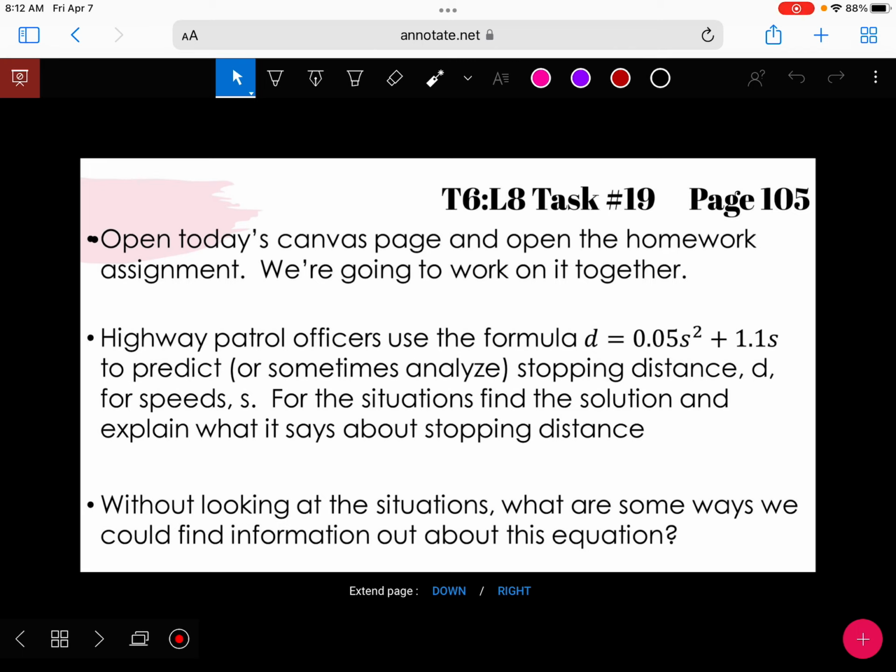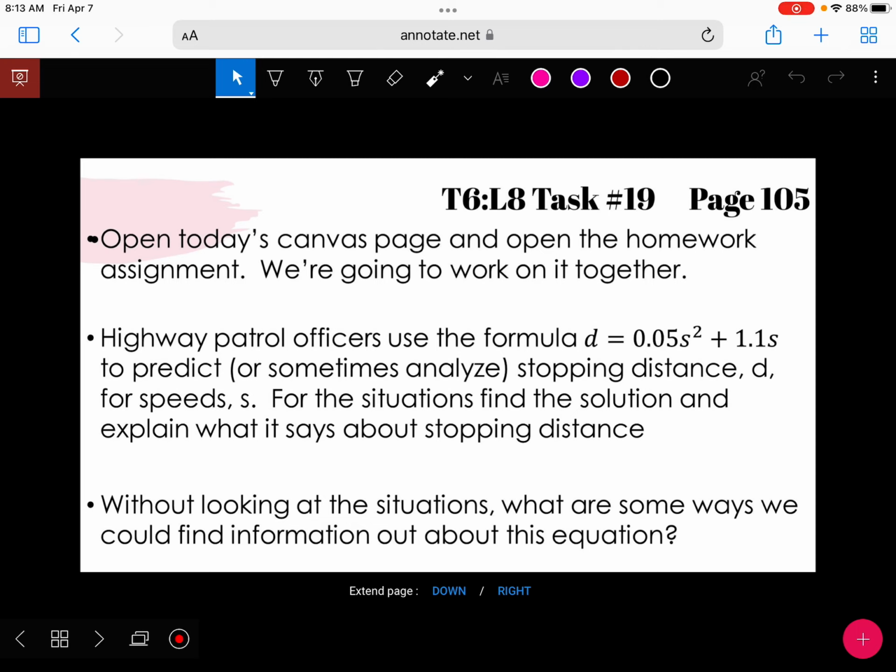Let's look through this. So this is, again, quite literally the situation on page 105 in your book. If you look, the next homework is on page 105. So what we're going to do is interpret these quadratics in terms of words and figure out what it means.